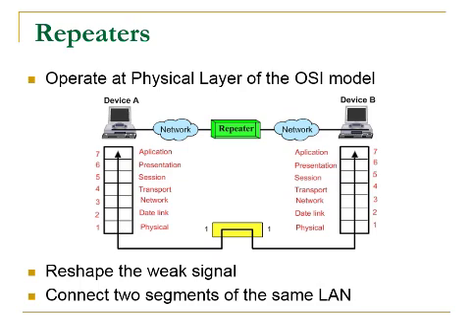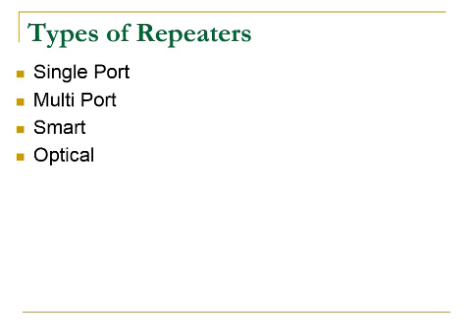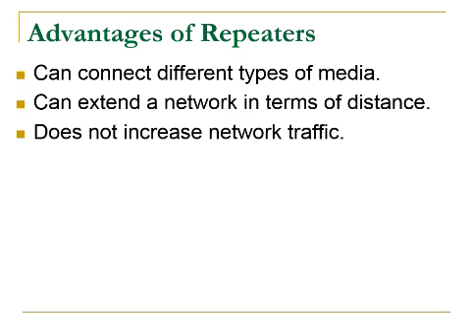It reshapes the weak signal, means weak signal will be converted into strong signal or enhance the signal strength, and it connects two segments of the same local area network. These are the different types of repeaters. Number one, single port. Number two, multi-port. Number three, smart. And number four, optical.